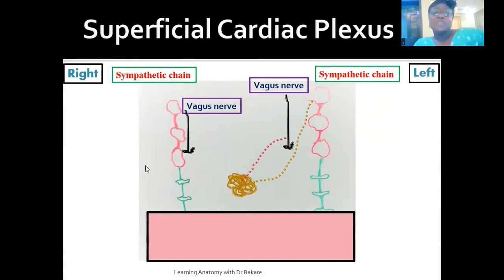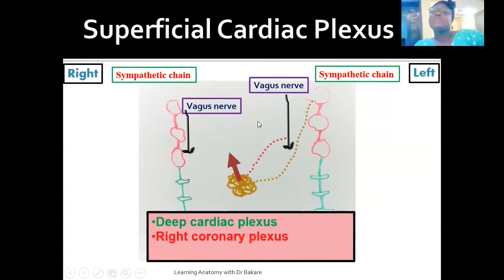It gives off 3 branches that supply the different regions of the heart. The first branch it supplies is the deep cardiac plexus. So this superficial cardiac plexus gives off a branch to supply the deep cardiac plexus that is located deep to it. You see it giving off a branch to supply the deep cardiac plexus behind it. This is the branch here that is arrowed in red. It also gives a branch to supply the right coronary plexus, and this is the branch here that is highlighted in purple.